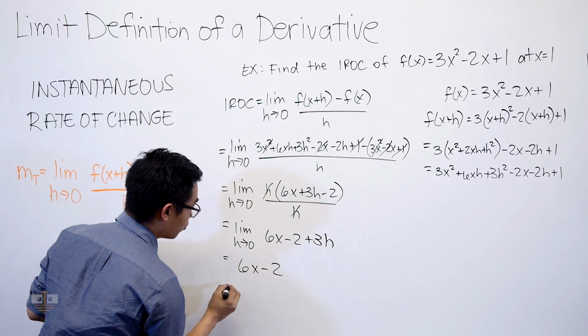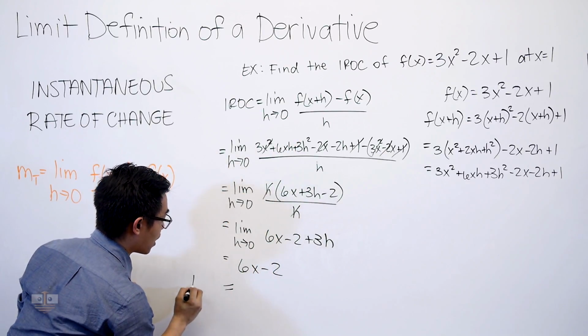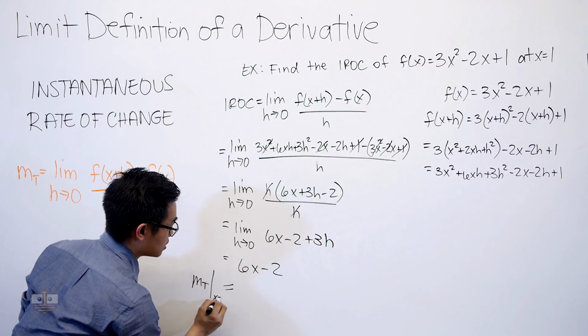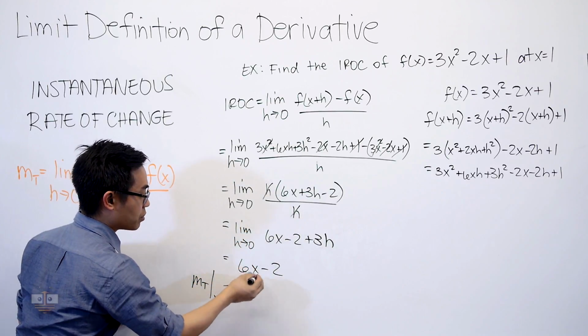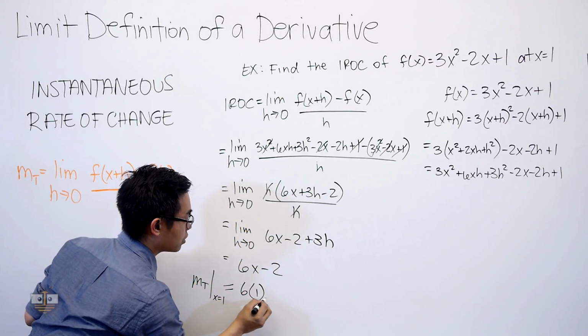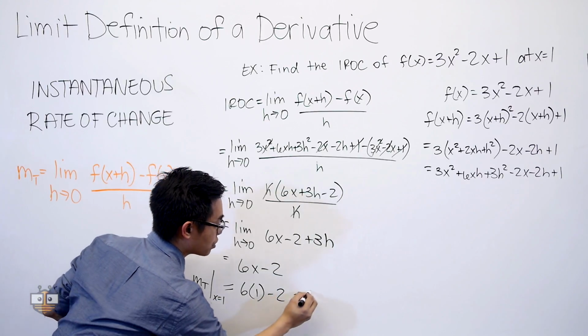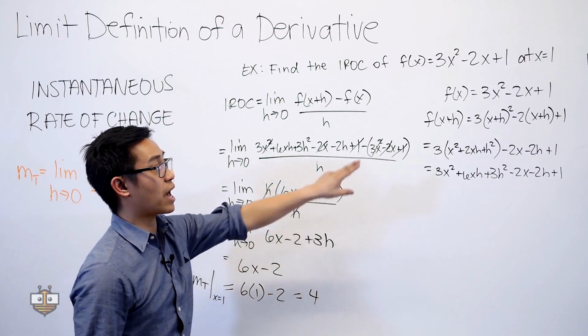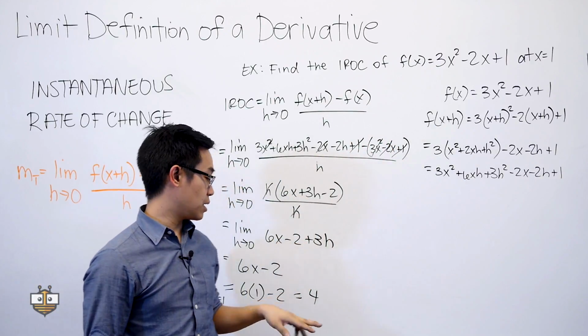Which one do we want? We want the one at 1. So we're going to evaluate the slope of the tangent at x is equal to 1. When you sub in 1 here, you get 6 times 1 minus 2, and that's, of course, 4. So the slope of the tangent at x is equal to 1 of f at x is 4.